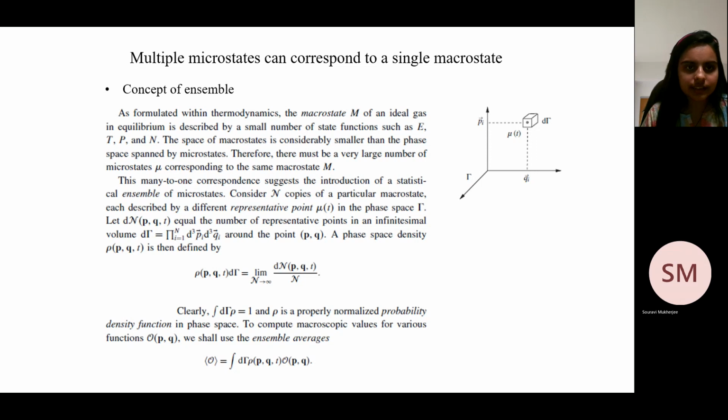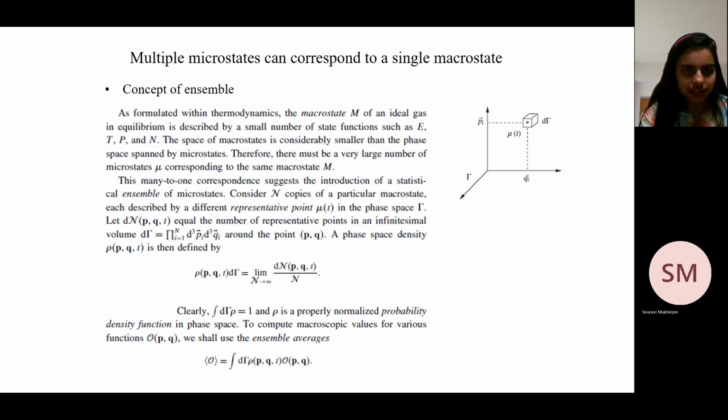ensemble. So this tells you that now if you have n copies of a particular macrostate, each described by different points in the phase space. You can define the phase space in terms of the momentum and the position of the different particles. Different points in the phase space correspond to different microstates. So if you have n copies of the same macrostate, they are described by different points on the phase space.